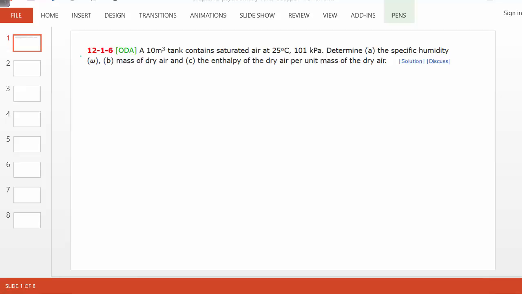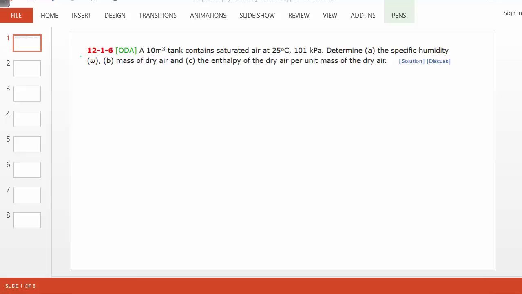Well, the tank of given volume, with the temperature and pressure, contains saturated air. So let's list the information that is given to us first. As the rigid tank, volume is 10 meter cube. Temperature, which is the dry bulb temperature. And the total pressure is 101 kPa, standard atmospheric pressure.